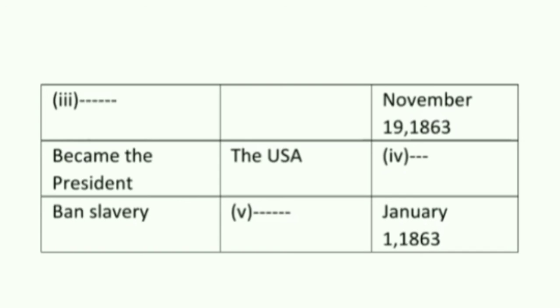Next, ban slavery. The date is mentioned, that's January 1st, 1863. He banned slavery. From where? Who can say? Yes, you have to answer. Yes, you are right. In America, the USA. You can write here America or the USA. As in your question paper it is mentioned the USA, it is better to use the USA.